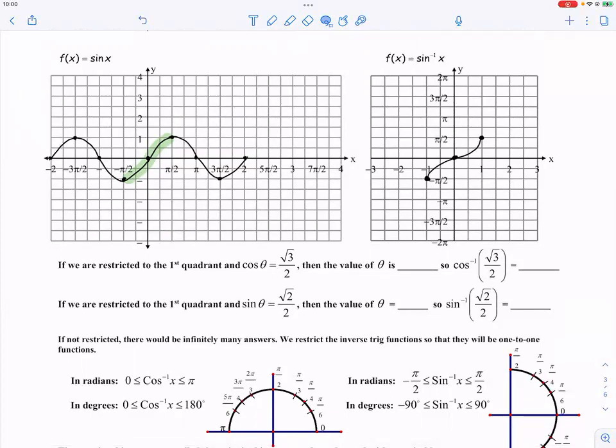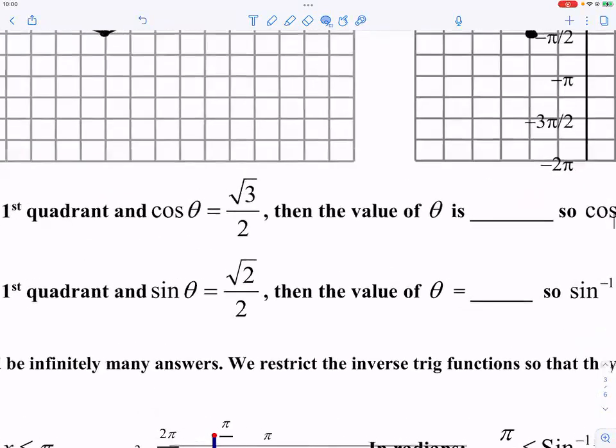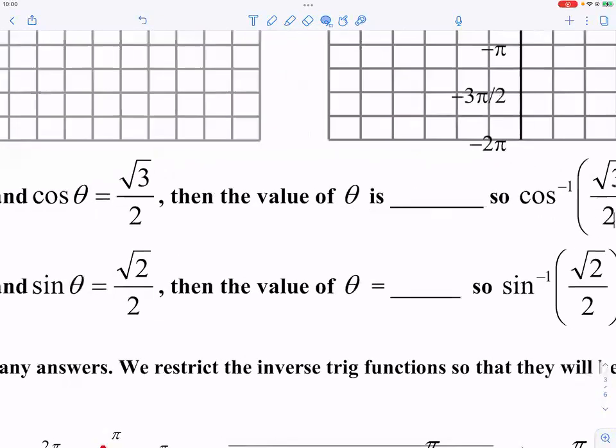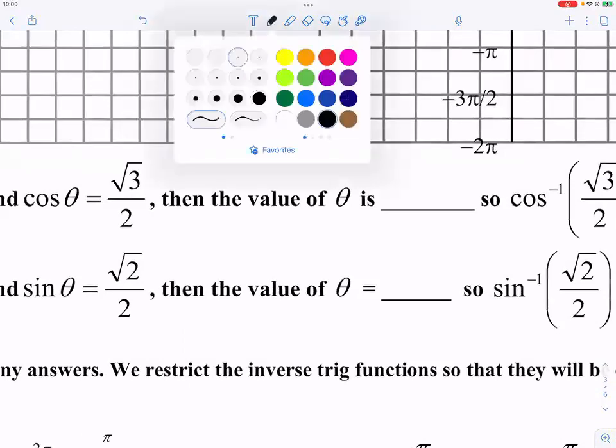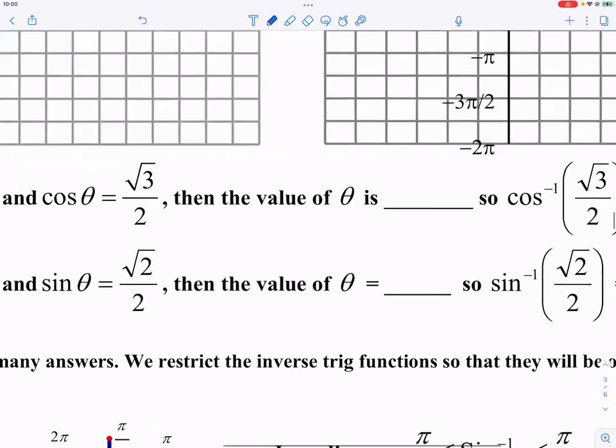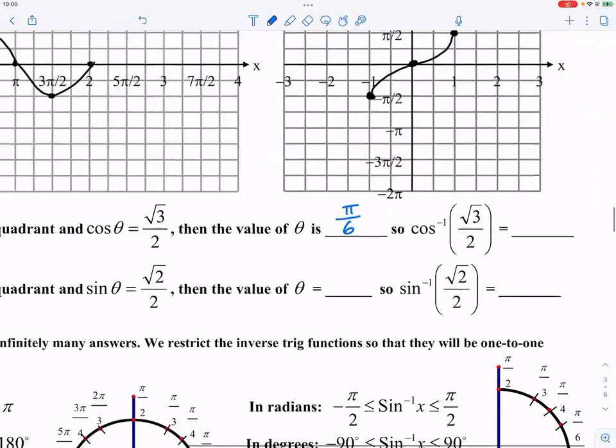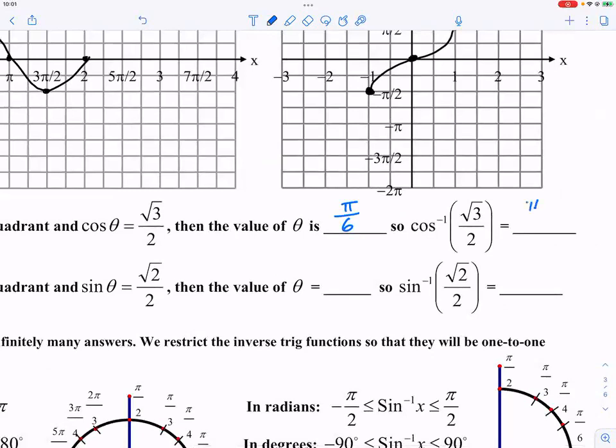Let's fill in some blanks. Cosine theta is equal to √3/2. So the theta value must be... unit circle time. If cosine theta is √3/2, it's in the first quadrant, so it must be pi/6. So we say inverse cosine of √3/2 is pi/6.